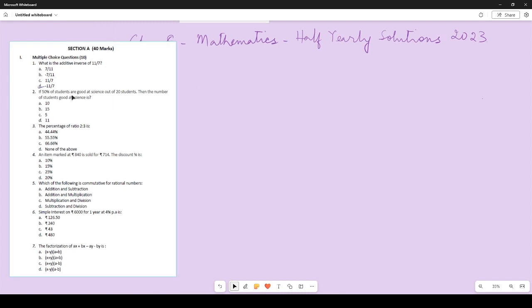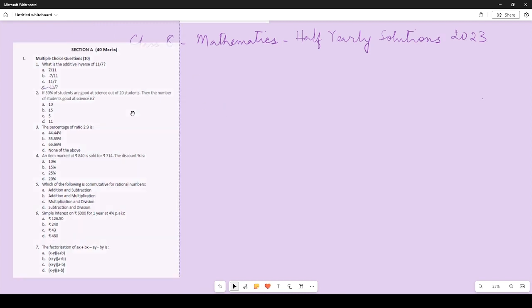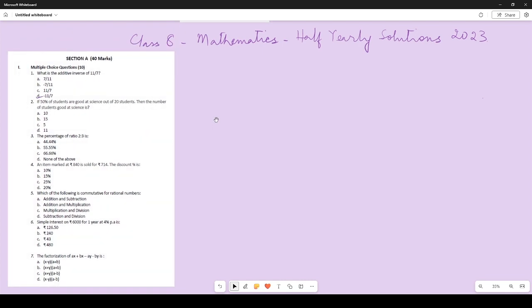If 50% of students are good at science out of 20 students, then what number of students is good at science? So all we need to do is find out what is 50% of 20. Yes, it is 10. So the answer will be 10. The percentage of ratio 2 is to 3 is what? So 2 by 3 into 100, and there is your answer, 66.66%.